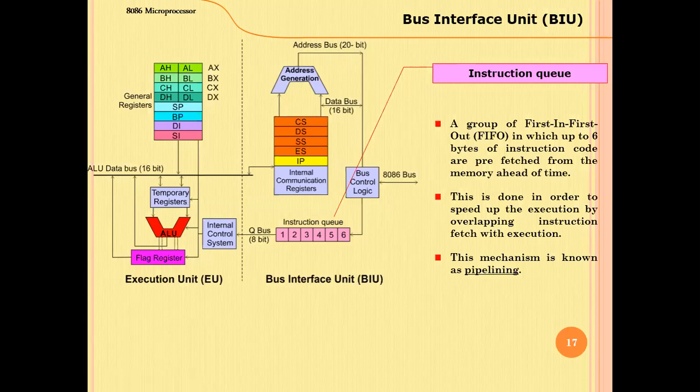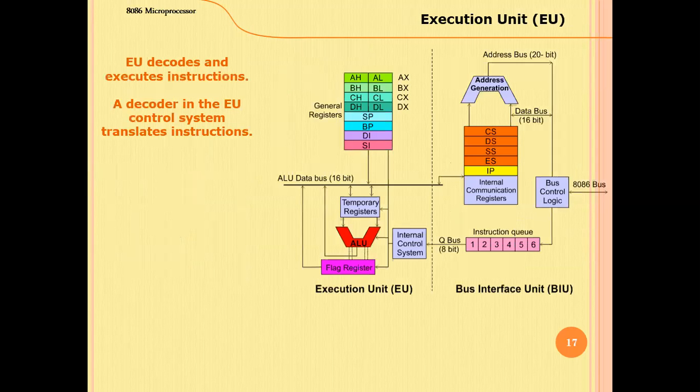So this is useful for implementing the processor in pipeline mode, so that its speed is improved. This instruction queue is based on the principle of FIFO, that is first in, first out. About the execution unit of the architecture, we will see in the next session.